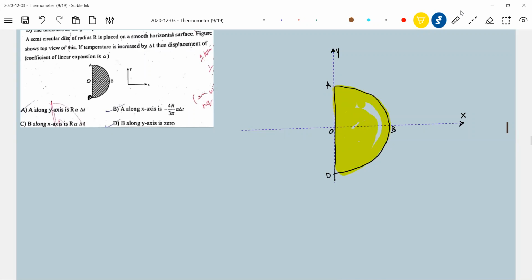I'll raise the temperature of it. So what will happen to the net force when you raise the temperature? On heating, the net force acting on the system will be 0, no?